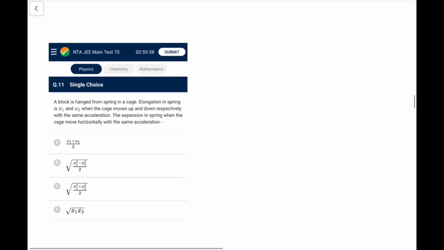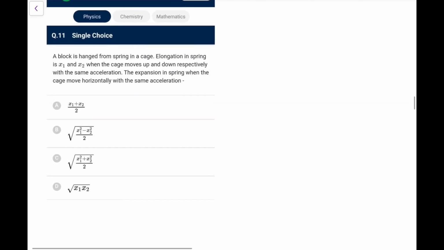Next one, a block is hung from a spring in a cage. Elongation in the spring is x1 and x2 when the cage moves up and down respectively with the same acceleration. The elongation when the cage moves horizontally with the same acceleration is. So what will be the elongation?